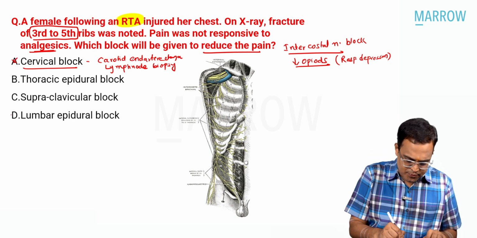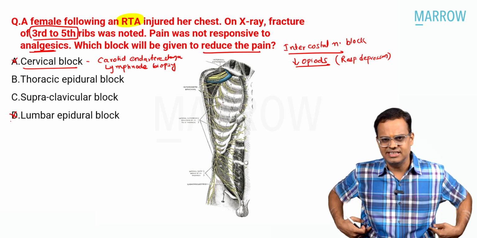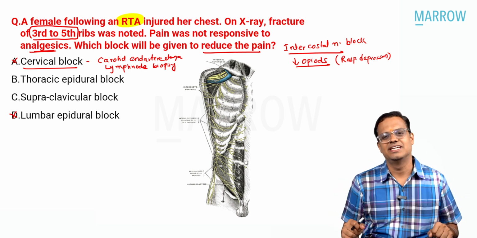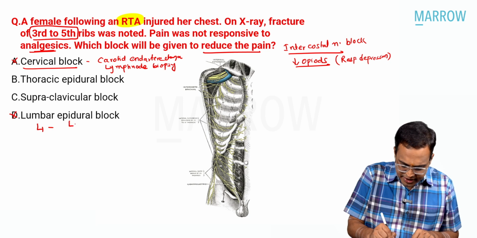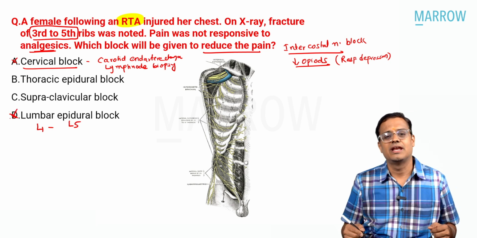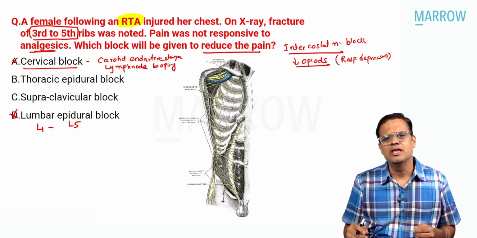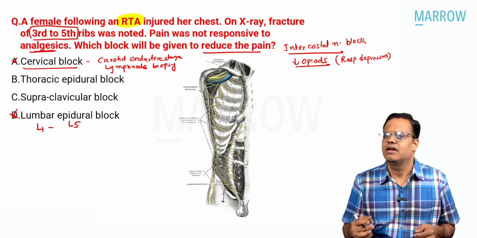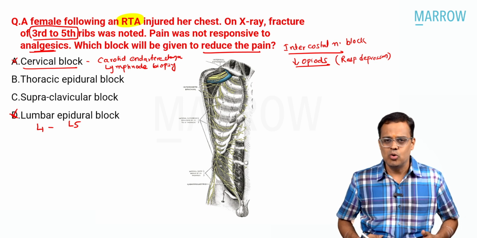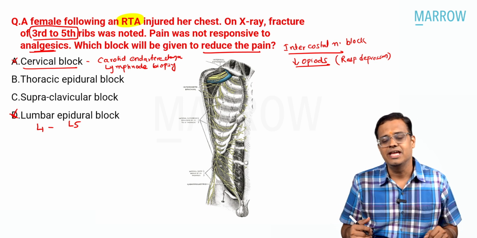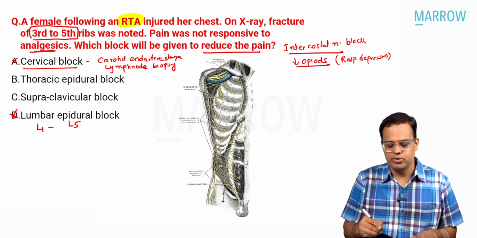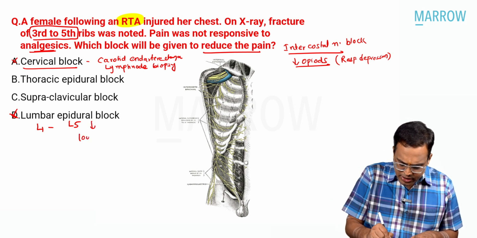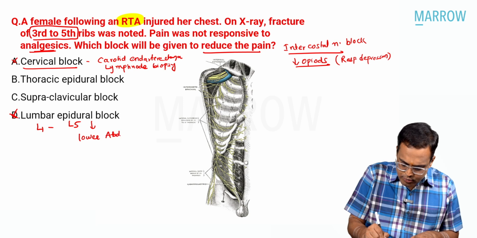Now coming to the last option, lumbar epidural. Lumbar itself is saying it is in the lumbar region, so obviously lumbar region means L1 to L5. So this is also not a right option. Lumbar epidural is generally used for post-operative analgesia in abdominal surgery, more particularly lower abdominal surgery, or for labor analgesia. So we reserve lumbar epidural for lower abdominal procedures or normal delivery.